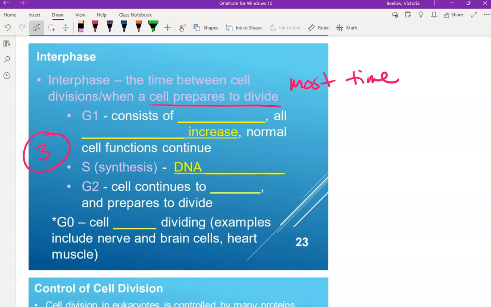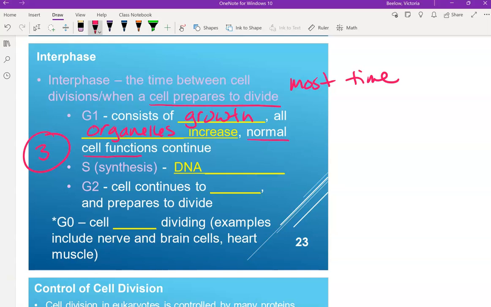So we have G1, which stands for gap 1. And this consists of growth, right? You're going to go from 1 to 2 cells, so the cell has to double in size. And all organelles increase as well, because if you're going to go from 1 to 2 cells, you literally have to double everything. So you're going to be making more mitochondria, smooth ER, rough ER, etc. And also the cell is just carrying out its normal everyday cell functions.